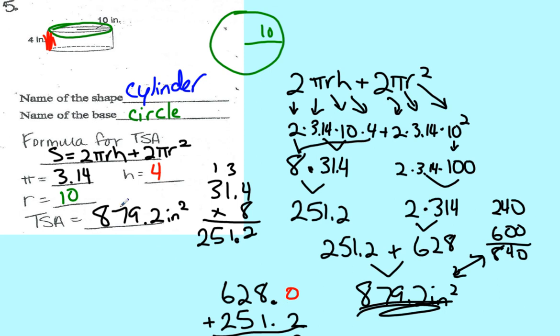Okay? And so cylinders, it's not complicated. It's just there's a lot of numbers you've got to work with. It's a lot of multiplying. So I suggest you write down all your steps. Don't get lazy. Don't make silly mistakes. Hopefully, I didn't make a silly mistake. That'd be embarrassing. Alright, number 6.